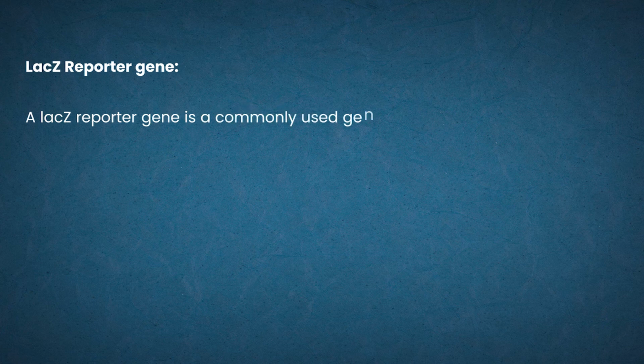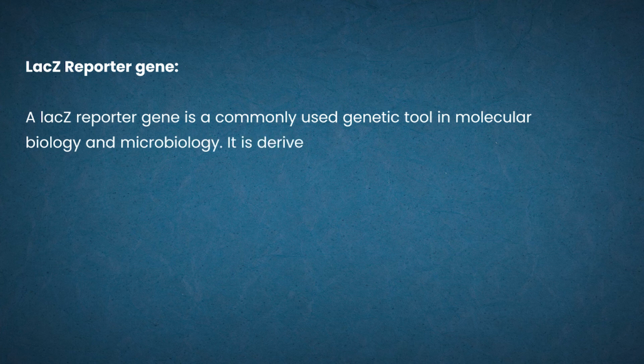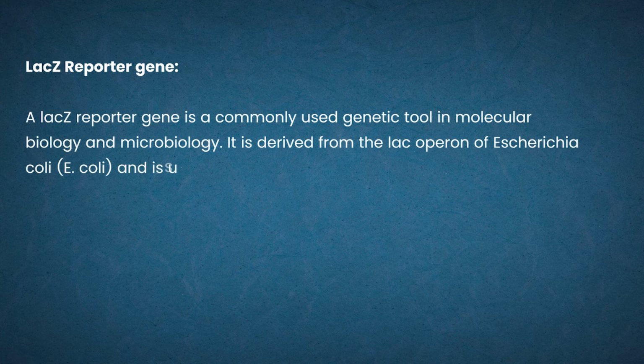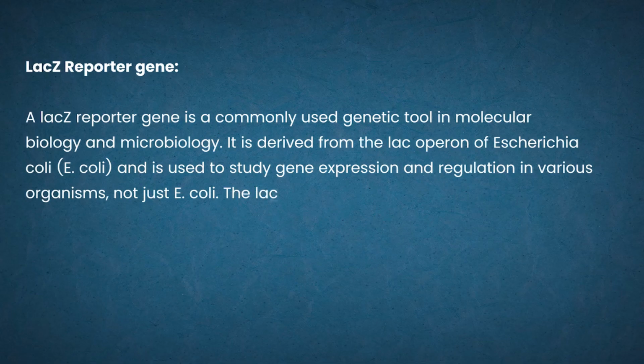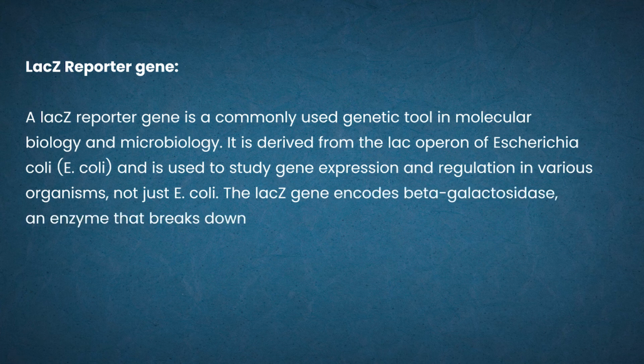The next example that we are talking about is the LacZ reporter gene. A LacZ reporter gene is a commonly used genetic tool in molecular biology and microbiology. How does it work? It is derived from the lac operon of Escherichia coli, or E. coli, and it is used to study gene expression and regulation in various organisms, not just in E. coli, but in various organisms and various hosts. The LacZ gene encodes beta galactosidase enzyme, an enzyme that breaks down lactose into glucose and galactose.